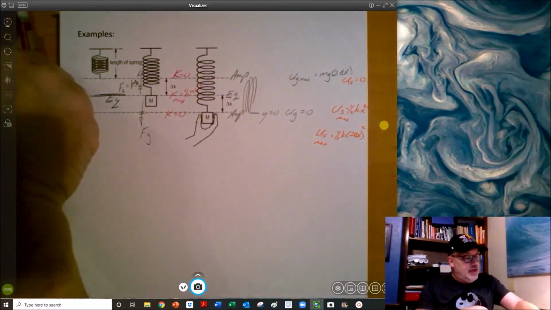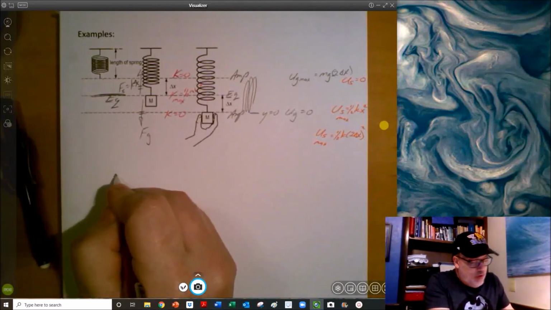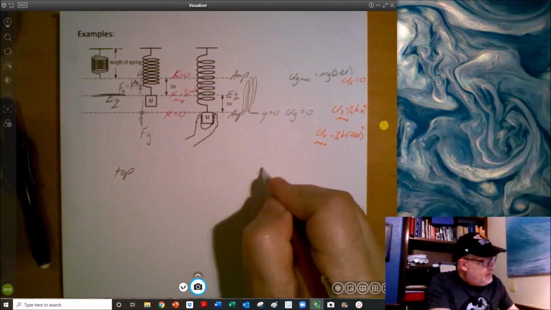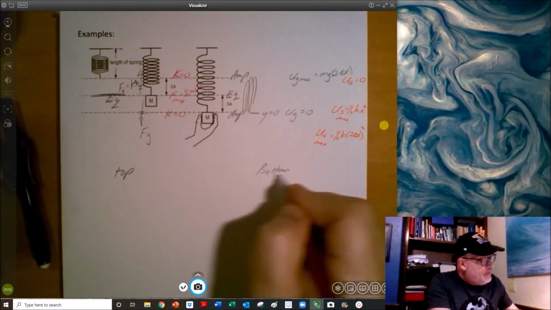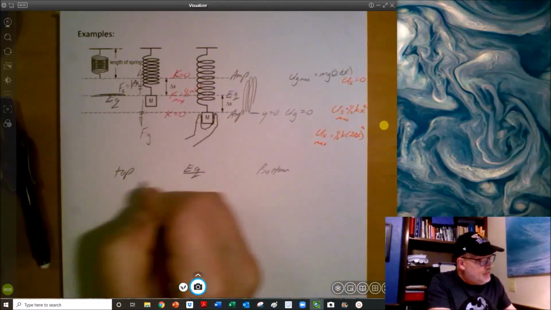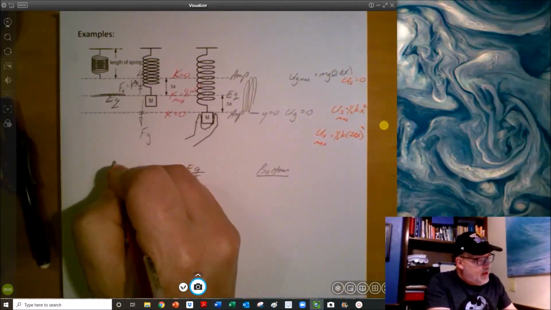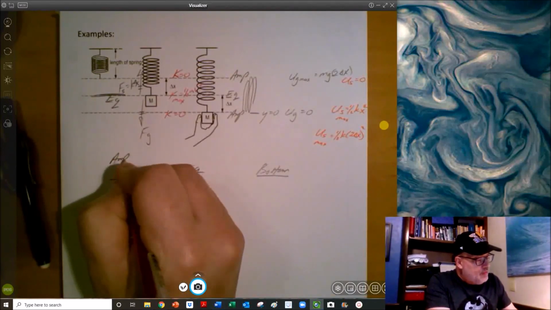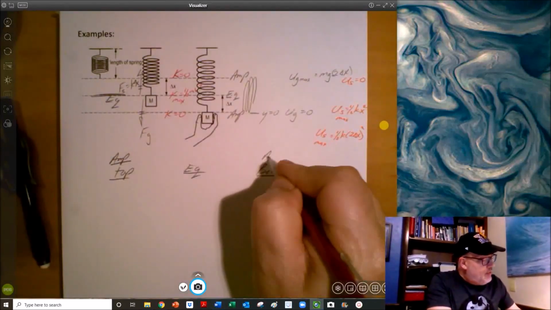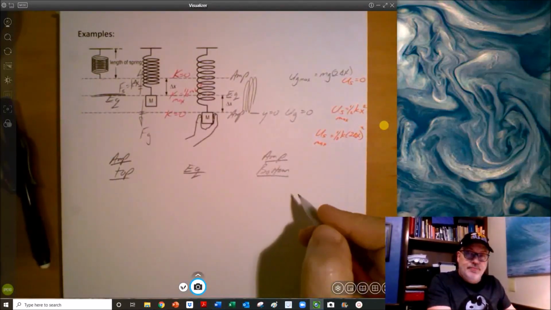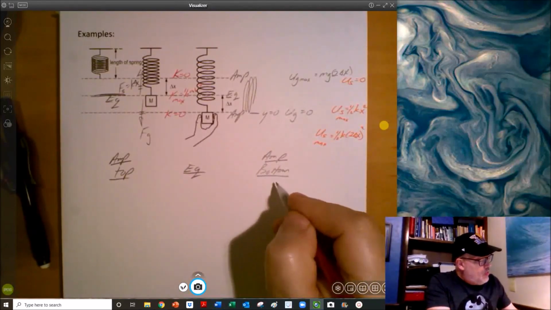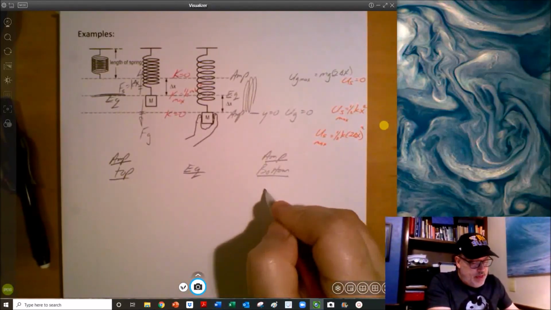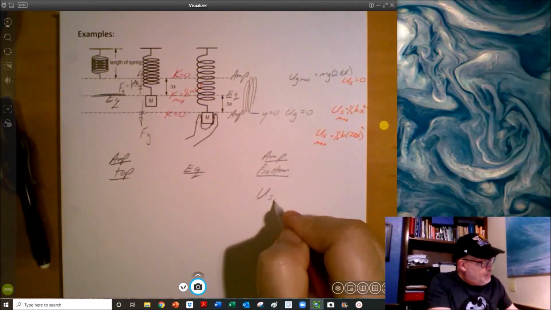Let's put this all together. When we're at the top, and here's the bottom, and here's the equilibrium position, when we're at the top, we're at an amplitude. And when we're at the bottom, we're at the other amplitude. And so at the bottom amplitude, we have maximum spring potential energy.